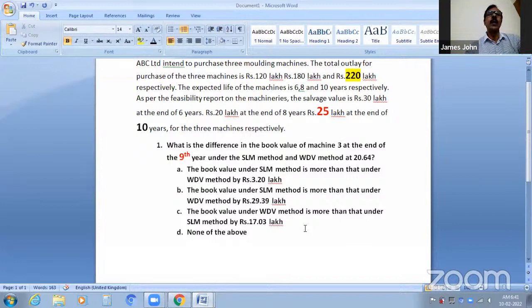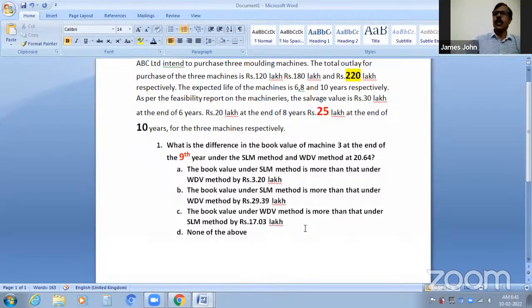Because if you use the formula A is equal to P into (1 minus R) the whole raised to n, the answer you are getting is the book value. Straight away you are getting the book value, whereas in straight line method, you have to subtract it. There is a difference in formula.